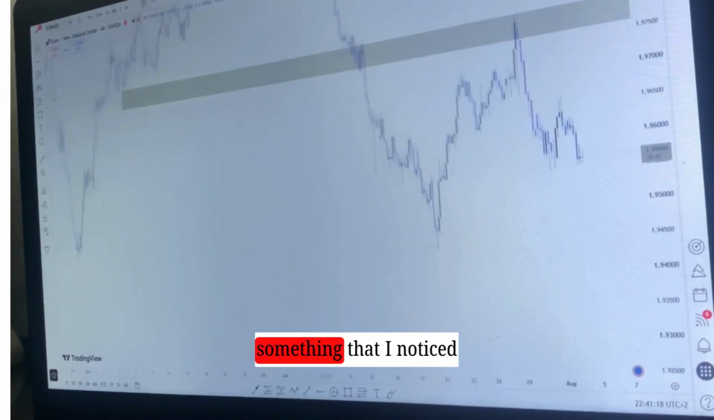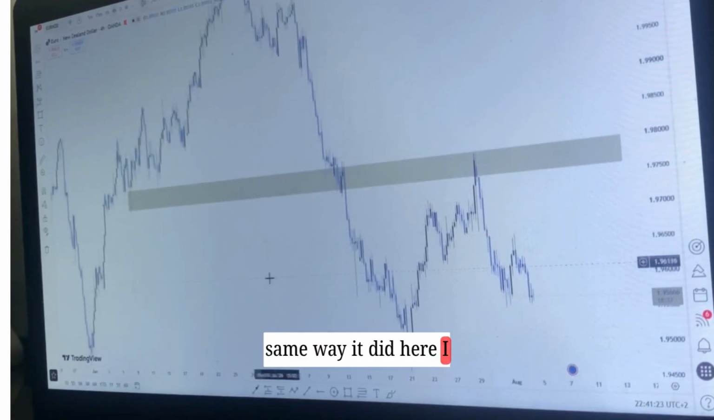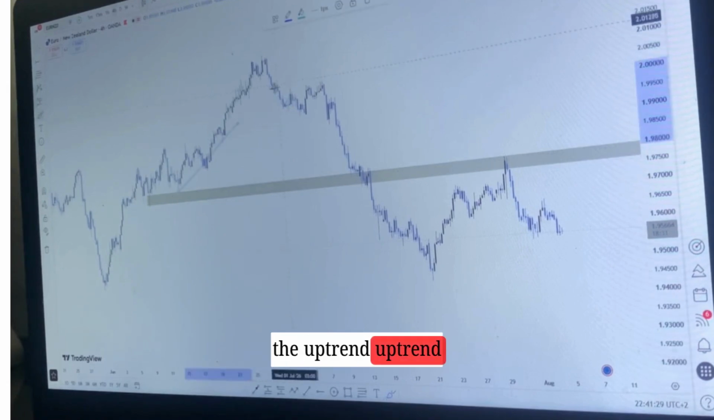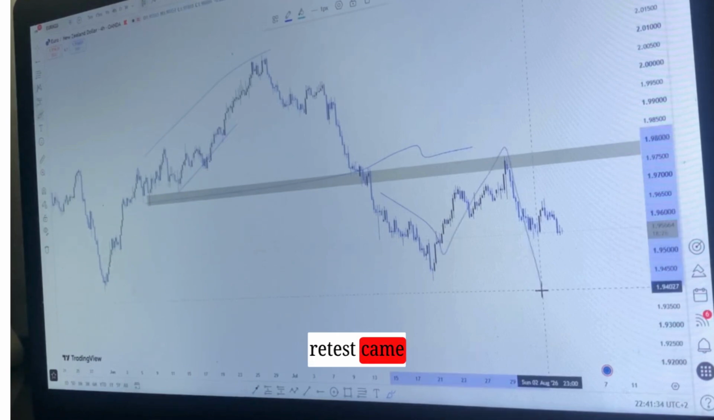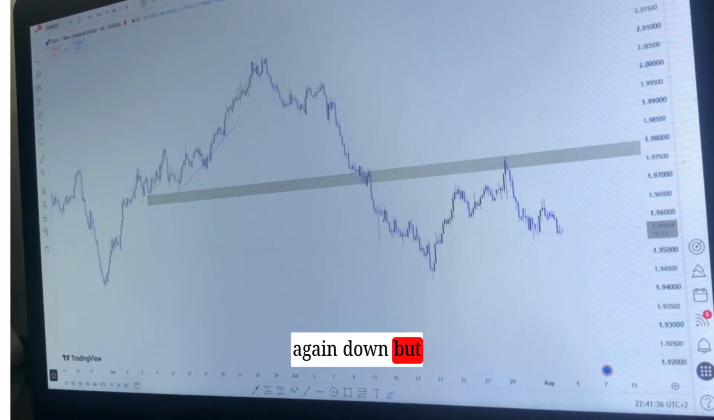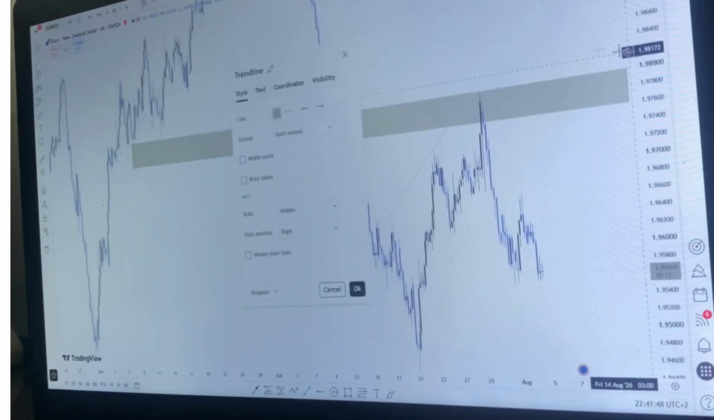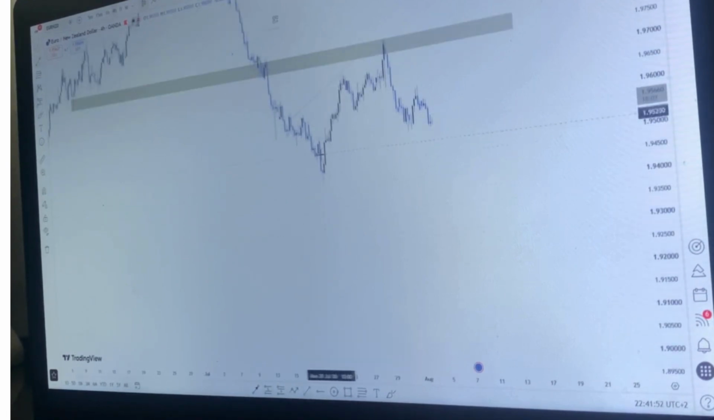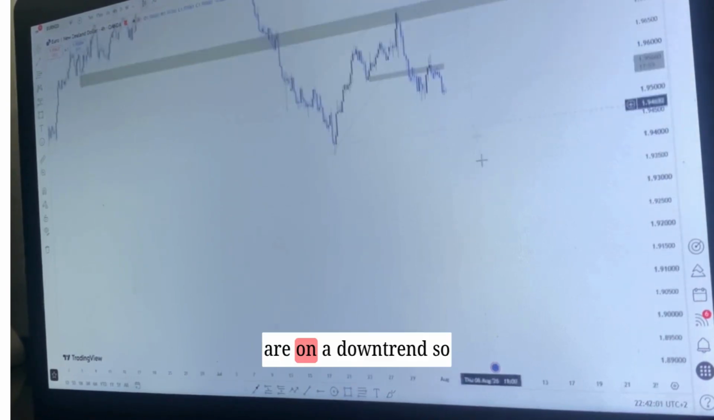So something that I noticed is that the market always repeats itself the same way it did here. I don't know if you can see the same way it did here. See the uptrend, broke, a retest, came again down. But now here on a smaller scale, you can see an uptrend, broke this level over here. We are on a downtrend.